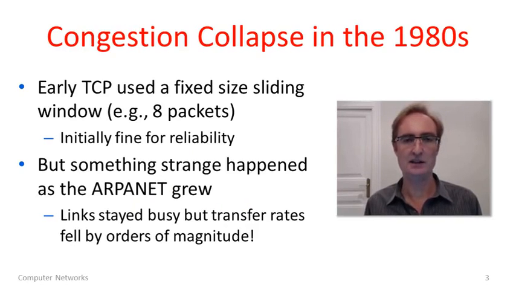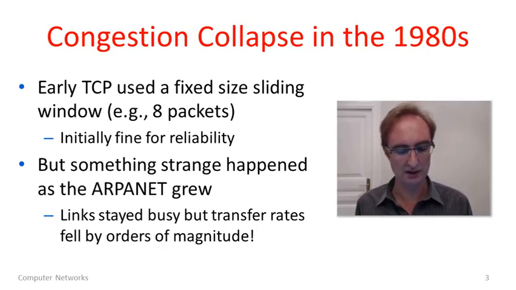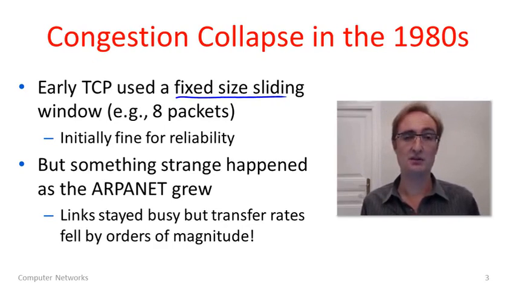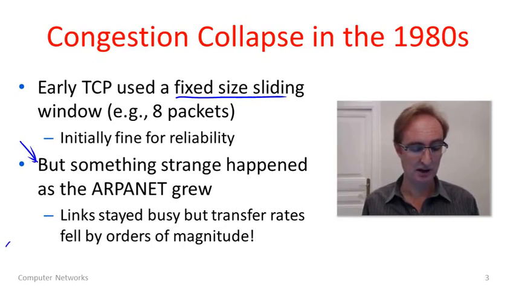So in the mid to late 1980s, as the internet grew, the earlier designs for TCP in fact used a fixed size sliding window. Some machines, for instance, used 8 packets. This worked reasonably well for reliability, but as you can see here, something strange happened as the ARPANET grew. In particular, the network got into a state called congestion collapse, where the links were all very busy sending packets, but the end-to-end goodput, or useful information which went through the network, plunged through the floor.